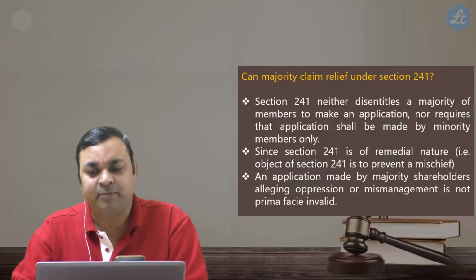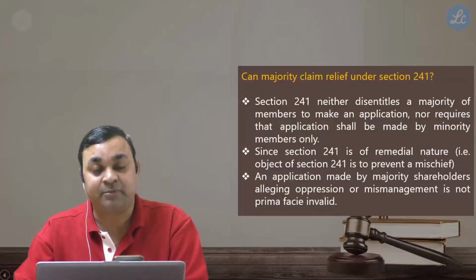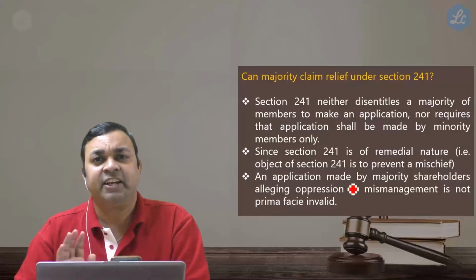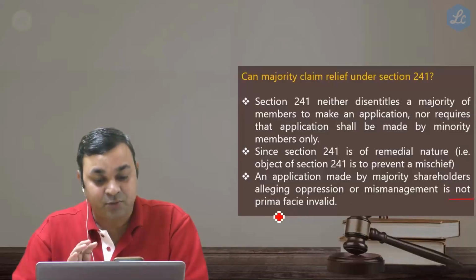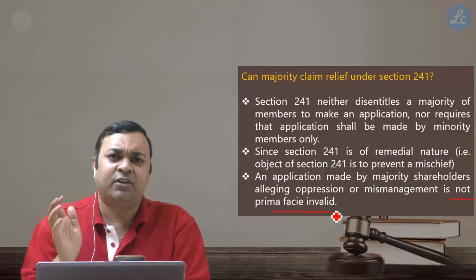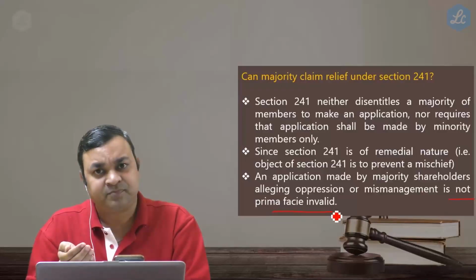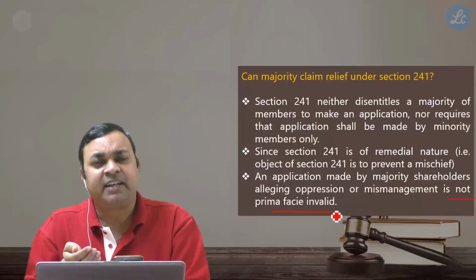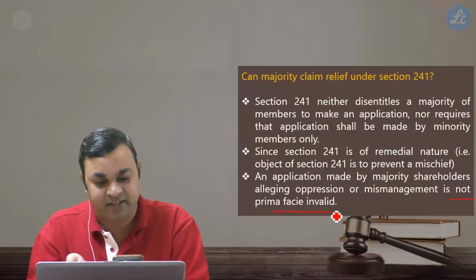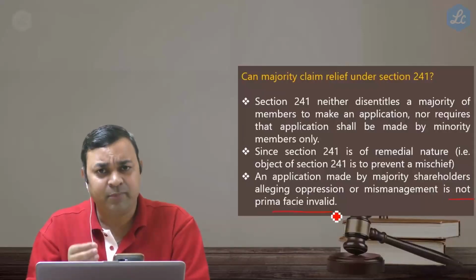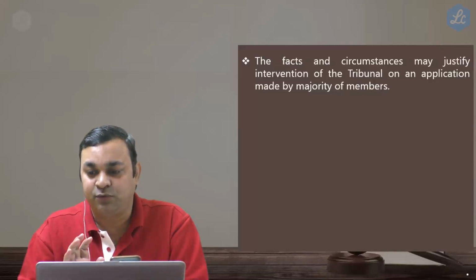An application made by a majority shareholder alleging oppression or mismanagement is not prima facie invalid. It means you are not supposed to disentitle any majority shareholder. This is the most important point. Later on, the majority member needs to prove on what ground they are making that application to claim relief against the minority shareholder. For this, they need to make a valid statement and provide the facts. But as far as the application before the NCLT is concerned, it is nowhere mentioned under the Act that they are disentitled to make an application under section 241.